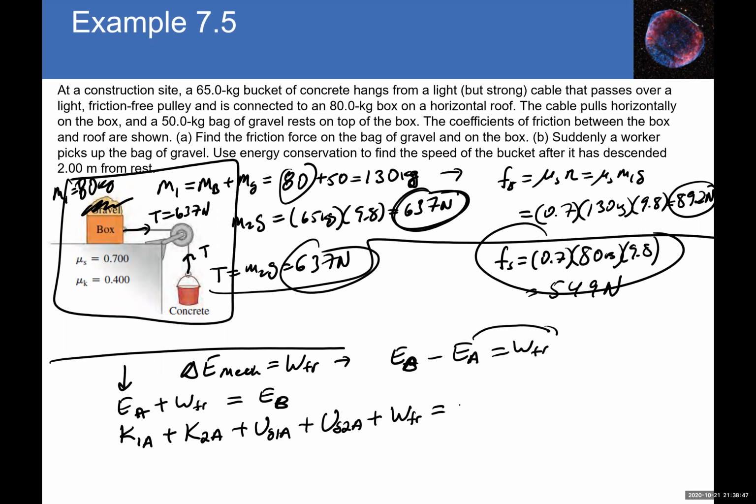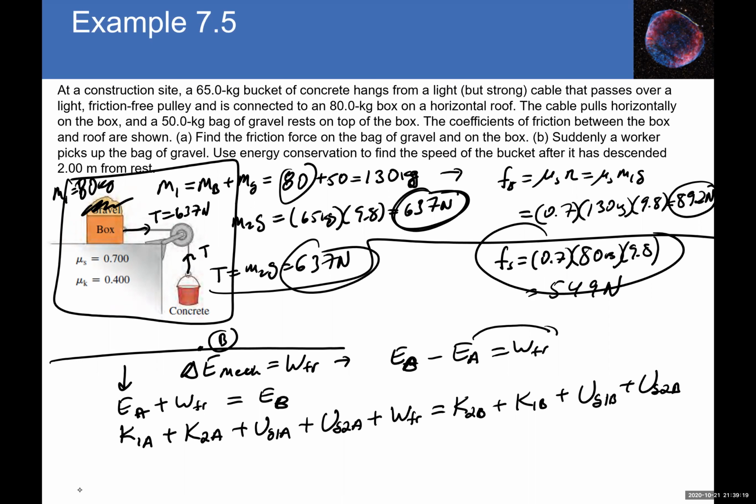Then this is equal to kinetic energy of object 1 at point B, and point B is when it hits the ground, then plus kinetic energy of object 2 at point B, then plus gravitational potential of object 1 at B, plus gravitational potential of object 2 at B. I know it's kind of a handful, but actually it's pretty straightforward. You just have kinetic plus potential, but just two for each one, right?